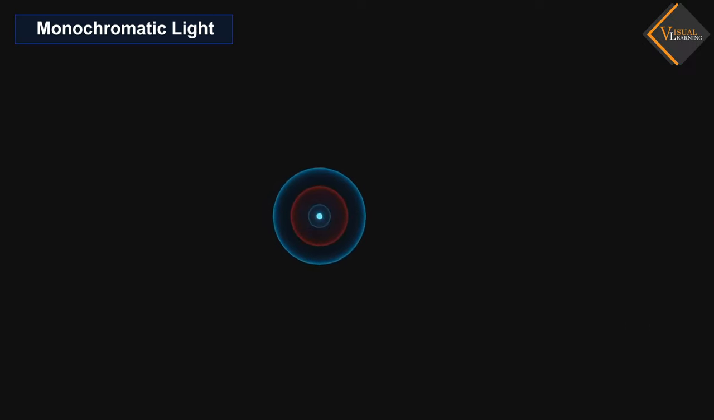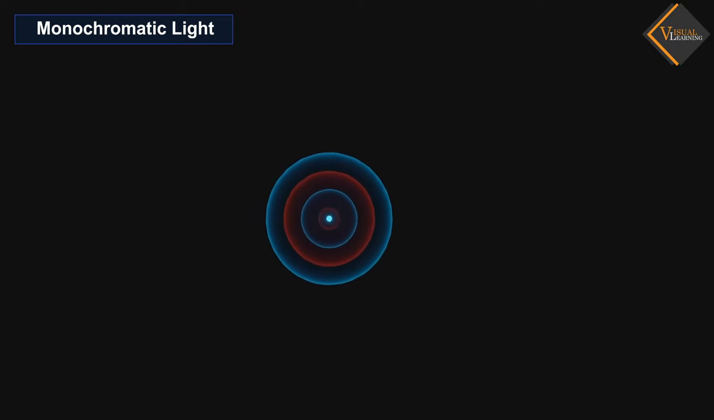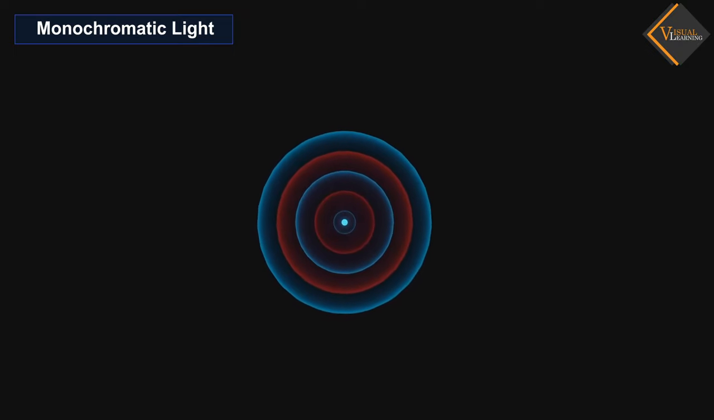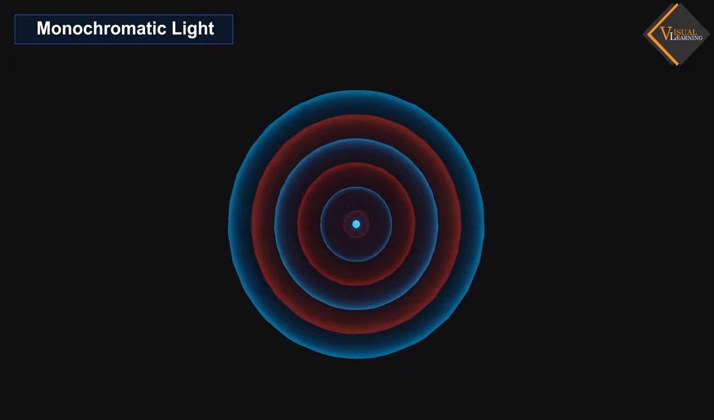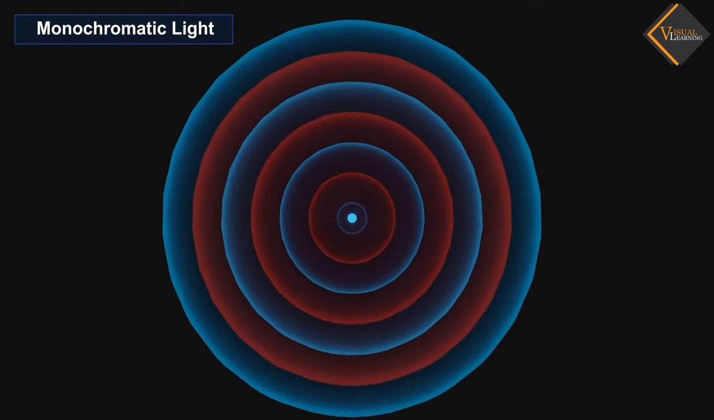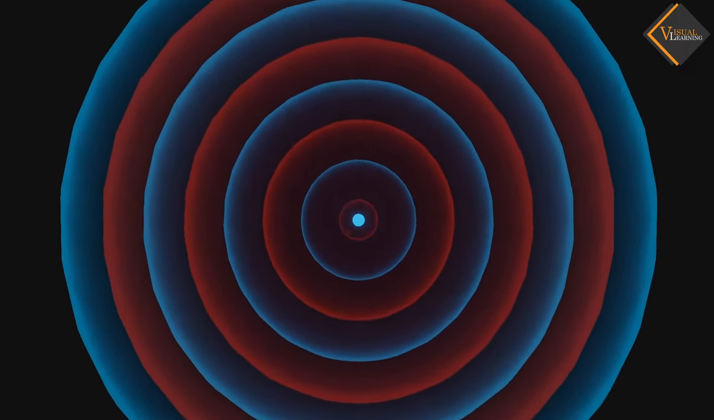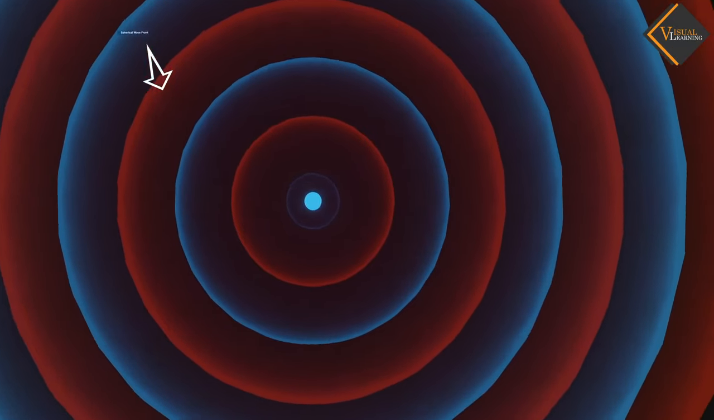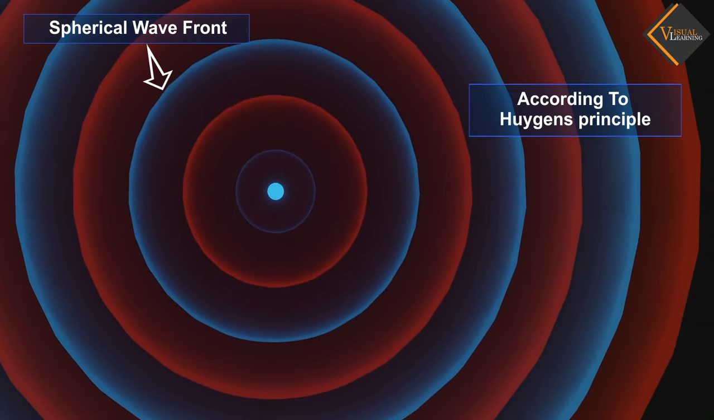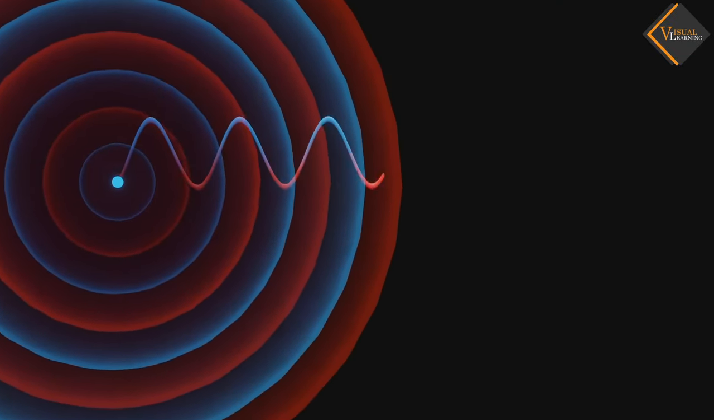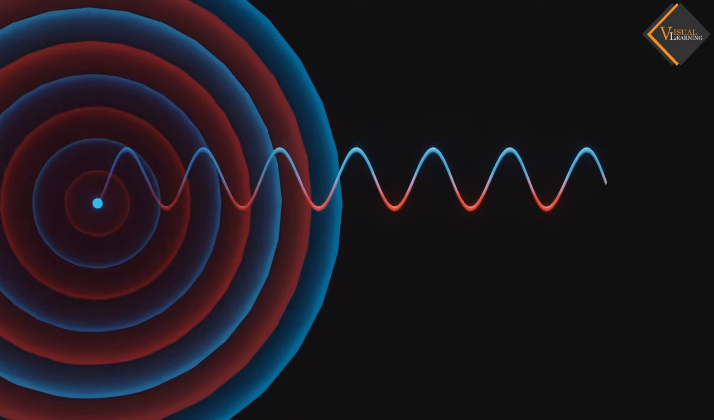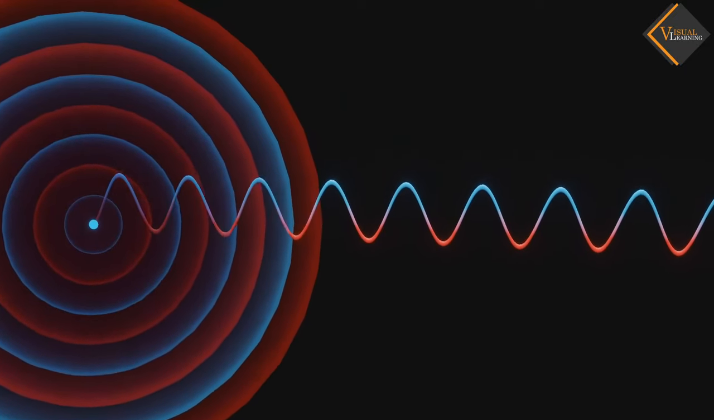The animation in this video illustrates how a monochromatic light source emits light waves. Monochromatic light sources emit single-color light. These light waves are emitted in the form of spherical wave fronts. In general, light waves are represented as sine waves. But in three dimensions, they travel in the form of spherical wave fronts.